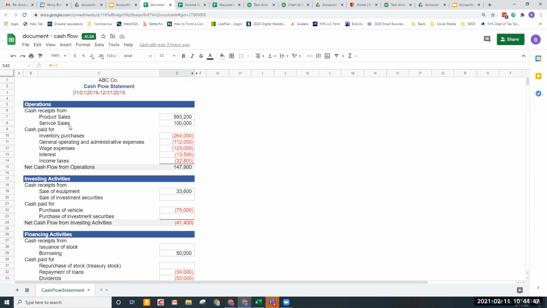As we can see, most of the cash comes from product and service sales. Deducting all the operating expense from this cash inflow, we get a net cash flow from operating of 147K. So this is actually a cash inflow, a positive impact.